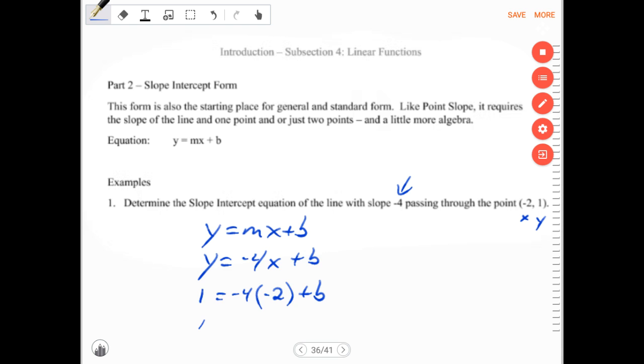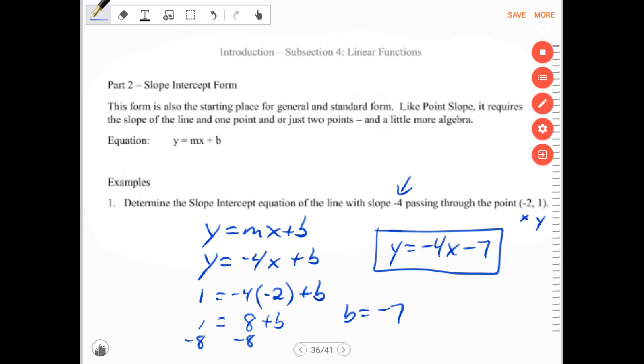All right, so this is 1 equals 8 plus b, and then minus 8 on both sides, and then b equals -7. Of course, that's not our answer because we need the equation, so that's y equals -4x minus 7, and there you have it. Woohoo! Okay, so that's cool.